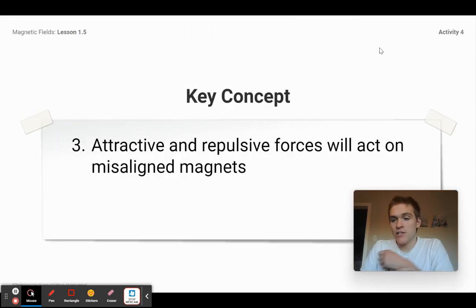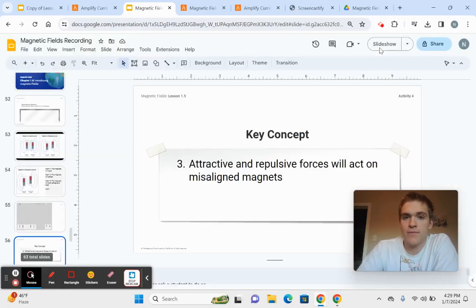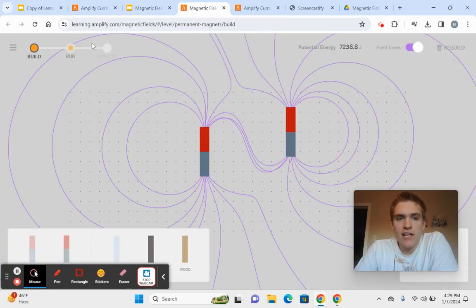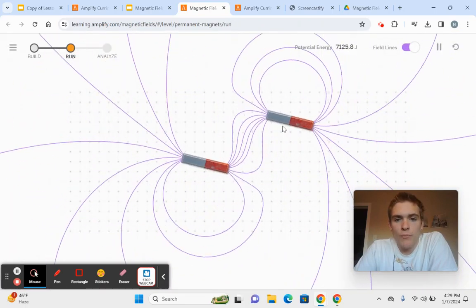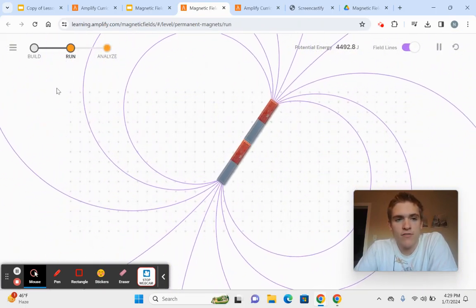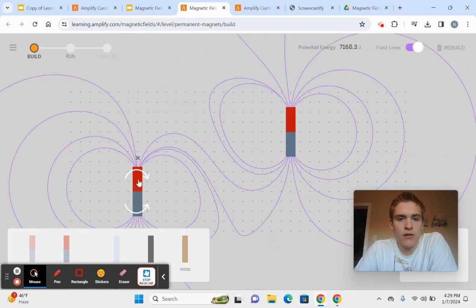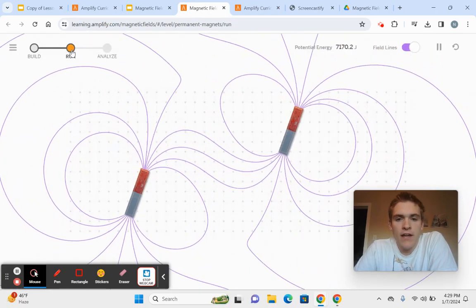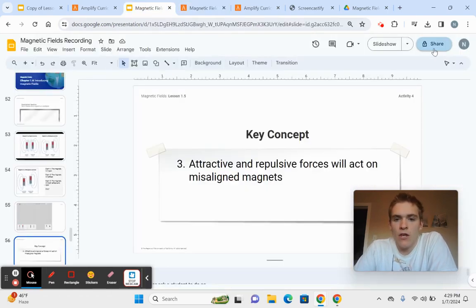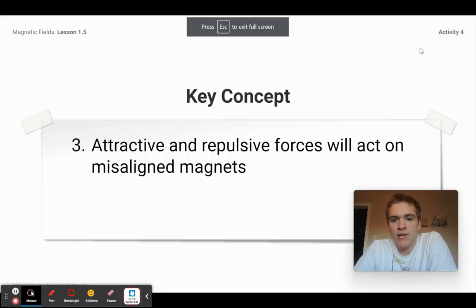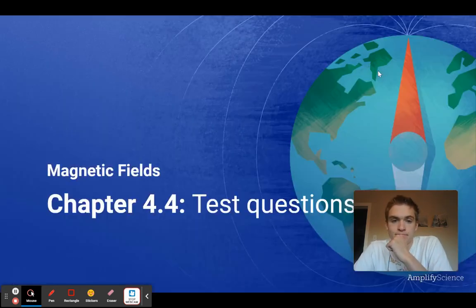In that simulation, you saw that attractive and repulsive forces will act on misaligned magnets. So when I run the simulation, they originally will repel from one another, and then they'll attract to one another. Let's move them a little bit further away. They originally repel from one another, and then they attract to one another. So attractive and repulsive forces will act on misaligned magnets.